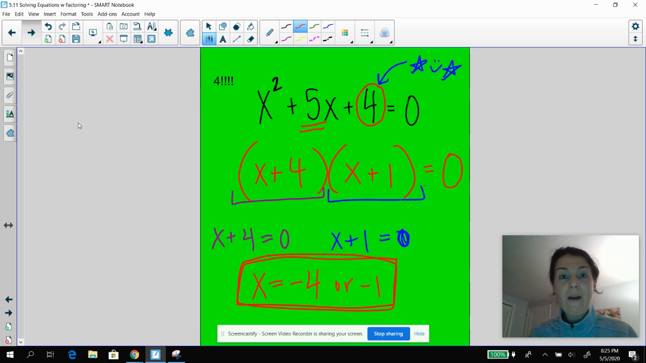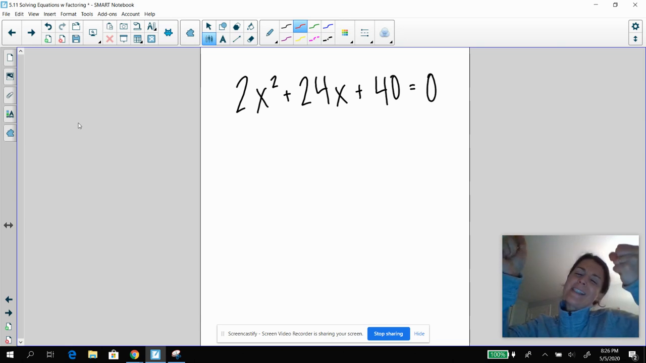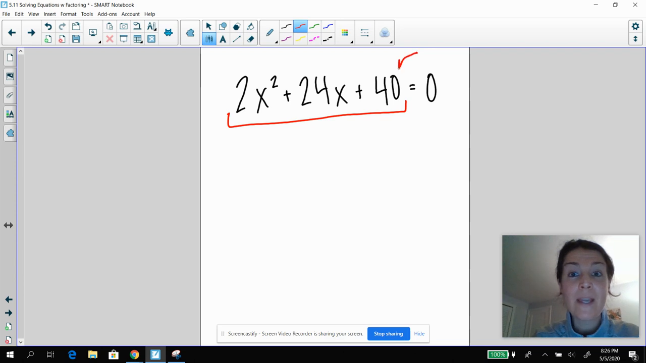So what if I gave you a problem that looked like this? I want you to pause the video and try to do this on your own. Here's a hint: factor the left-hand side first. Do it! Okay, so we're back. Hopefully the first thing you did is you said, I know I need to factor this because I see an x squared term, an x term, and something else. This something else is what's driving me to know that I need to factor.